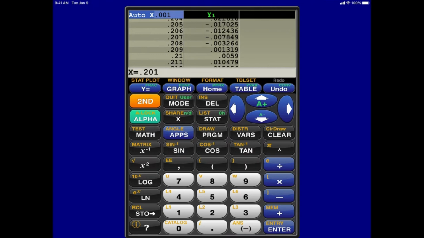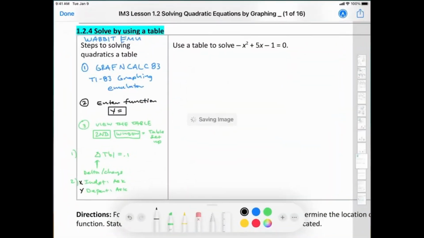Okay, there it is. At 0.208, the y1 value is negative 0.003. And at 0.209 on the x, the y is 0.001 positive. So I can say that one of the x's is at 0.209.